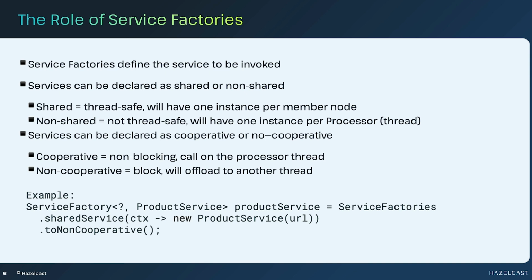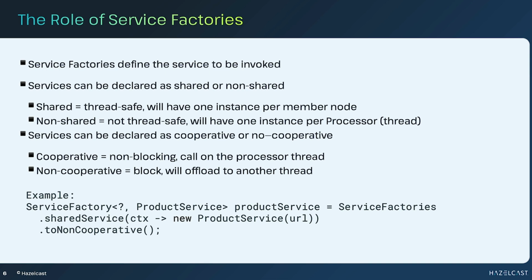If our service is thread safe, it can be shared and will create just one instance of the service per member node. A service that isn't thread safe should not be shared, so we create an instance for each processor. Secondly, we'll let Jet know whether our service makes blocking calls.